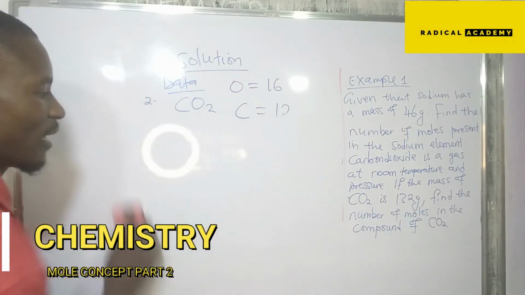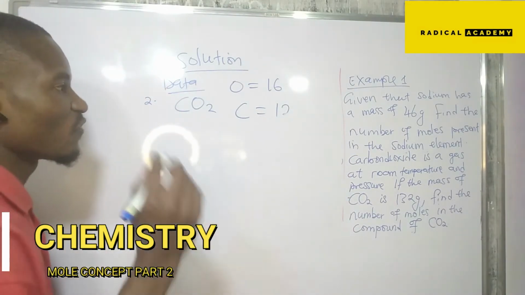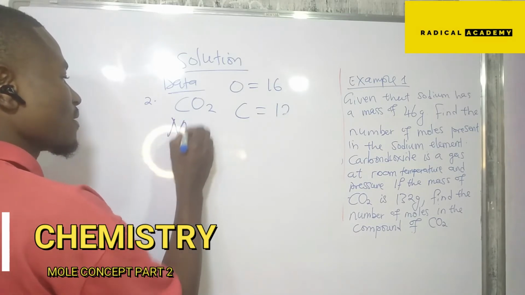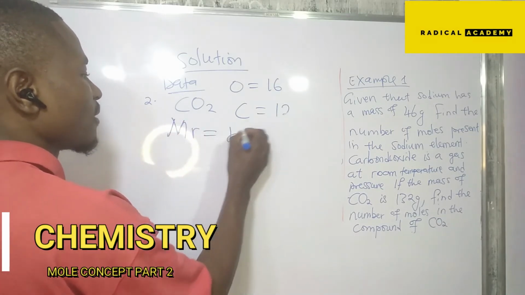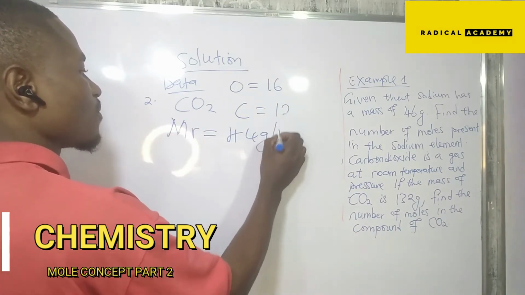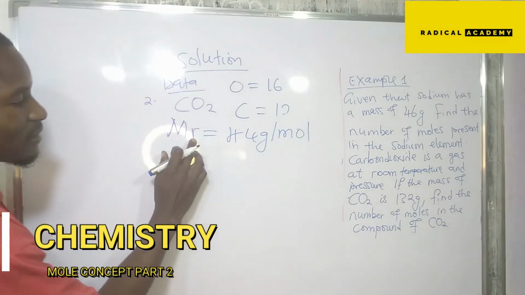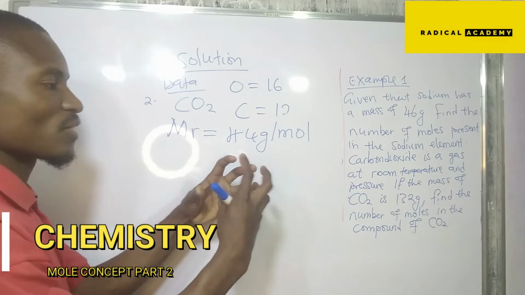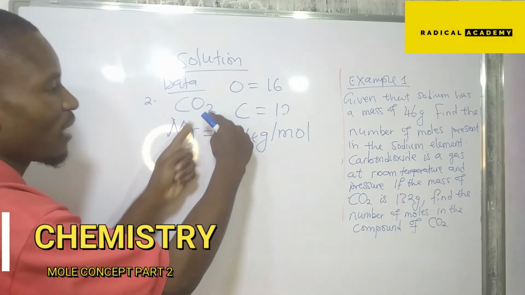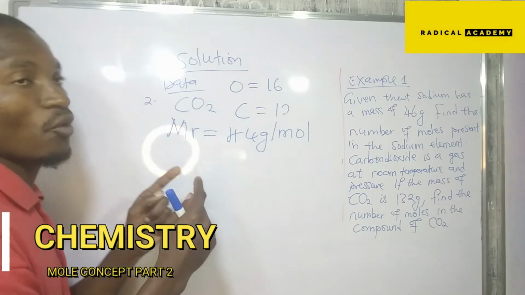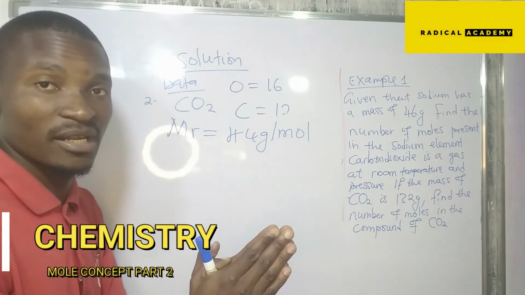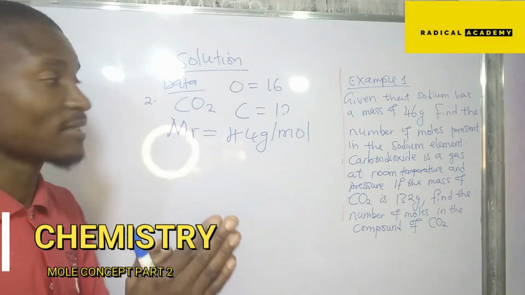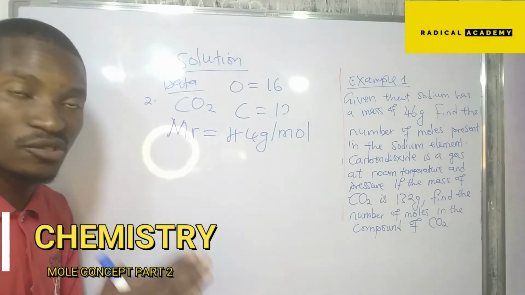Now once we know that, the number you have found, 44 grams per mole, is the relative molecular mass, meaning the way we found this number was to add the total mass for oxygen and the total mass for carbon and put them together. Once we did that, we came up with 44.